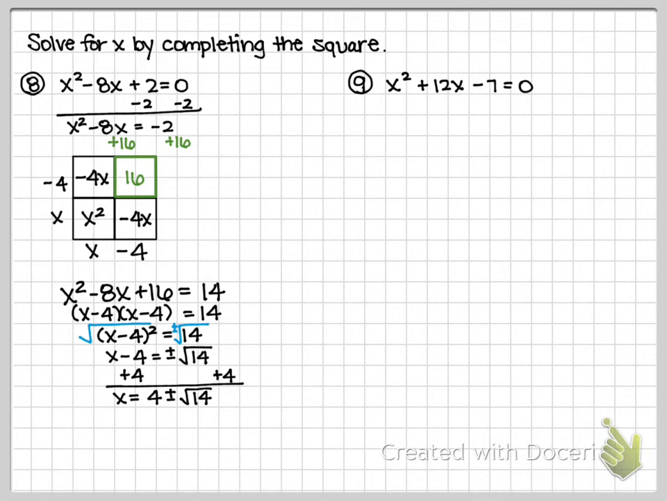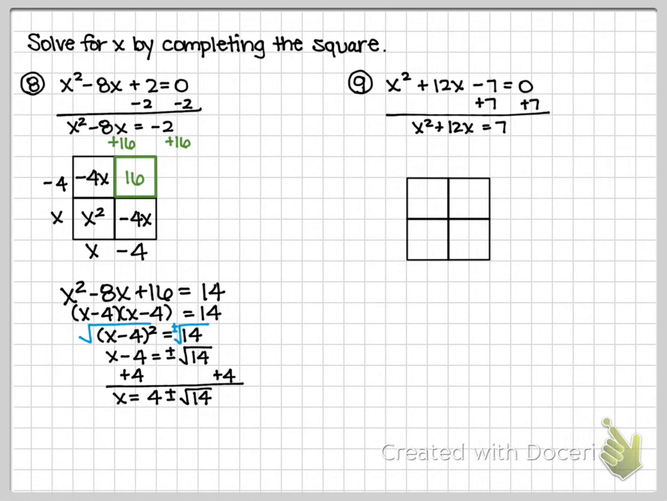Okay, moving on to the next one. Same idea. Move the 7 to the other side. We have x squared plus 12x is equal to 7. We know that the coefficient on the x squared is a 1, so we are building 1 square. If it was 2, we would build 2 squares. If it was 3, we would build 3. In this case, it's only 1.